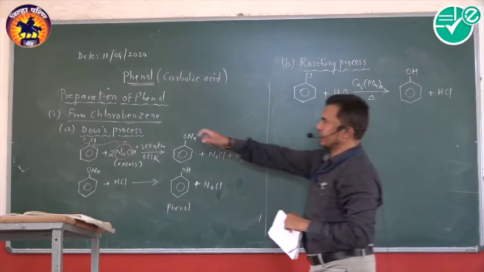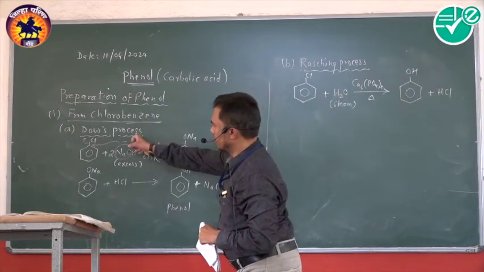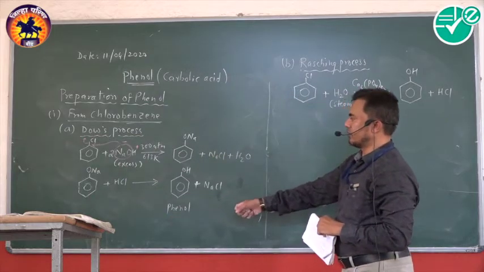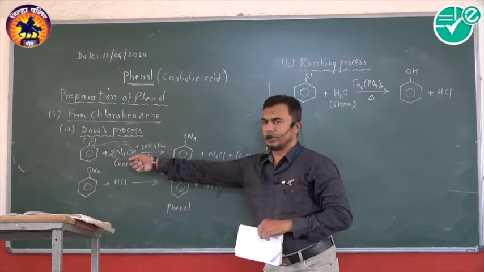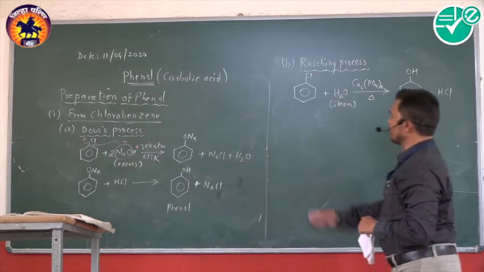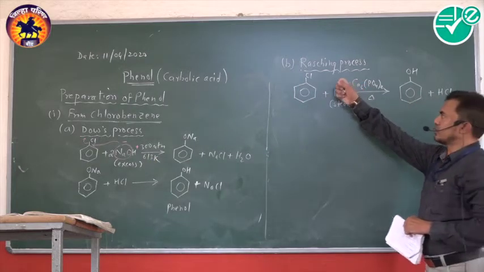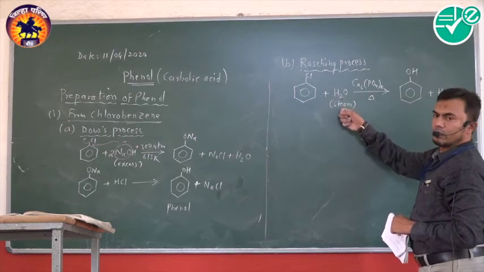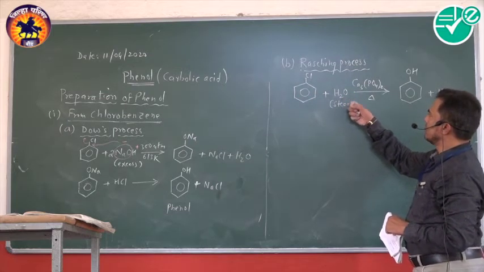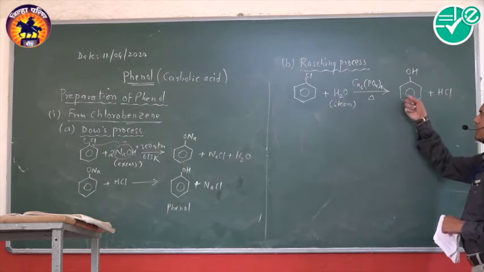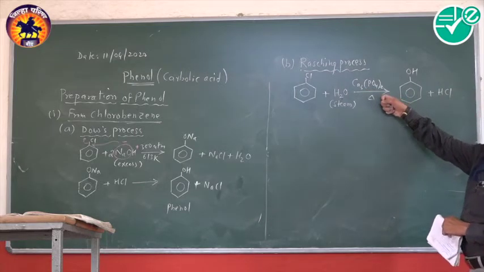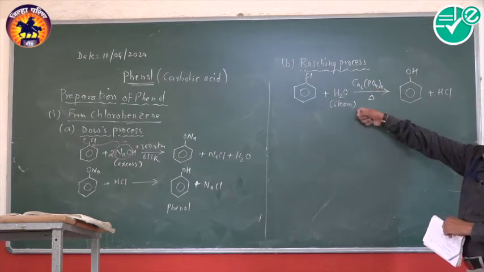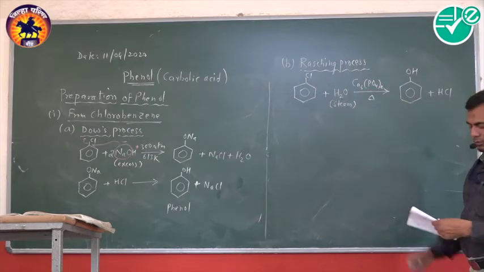So the first method from chlorobenzene, the first process, Dow process, will give the formation of phenol with the help of the reagent sodium hydroxide. Second process, Raschig process, the reagent is steam, that is vapors of water, in the presence of catalyst calcium phosphate. Remember, calcium phosphate is used as a catalyst in this reaction. No other catalyst is required.